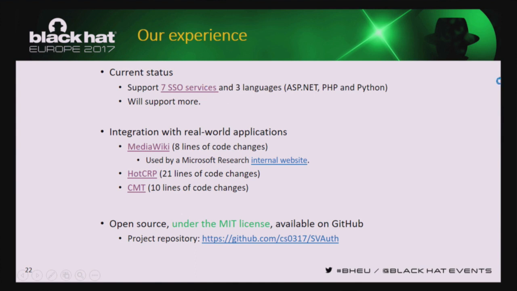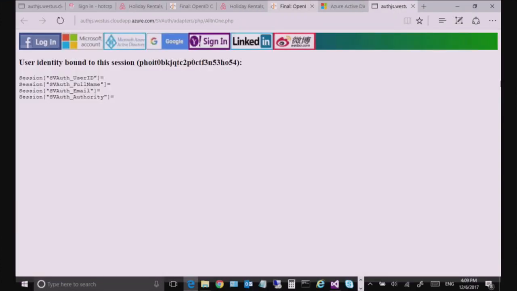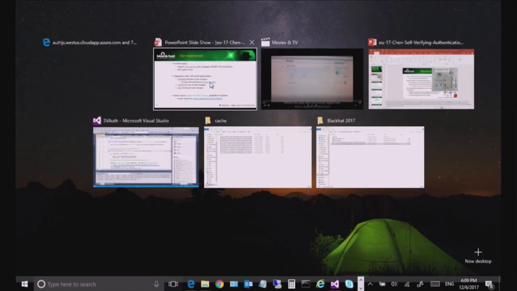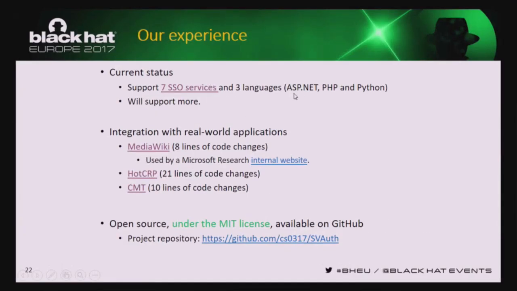We have covered 7 single sign-on providers: Facebook and Microsoft account, Microsoft Azure, Google, Yahoo, LinkedIn, and Weibo. We currently support 3 languages, but it's pretty easy to support more services and more languages. And we have tried to integrate SVOS with real-world applications. For example, we did integration with MediaWiki.